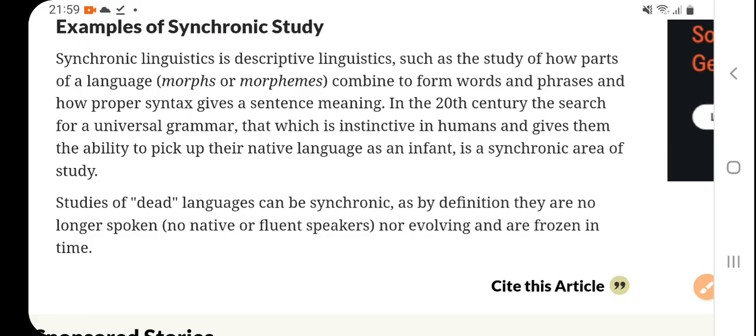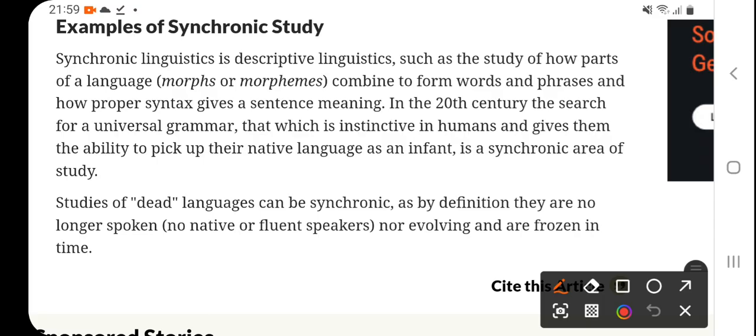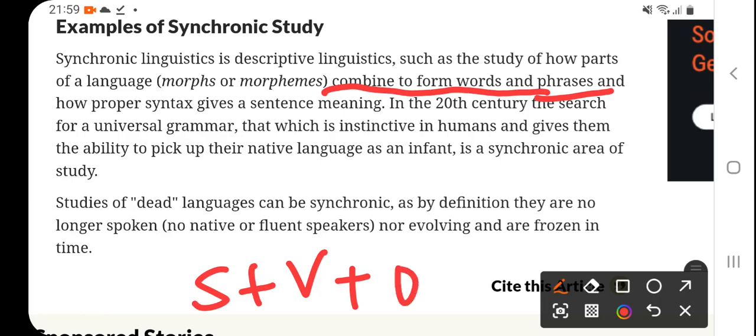Synchronic linguistics is descriptive linguistics, such as the study of how parts of language, morphs or morphemes, combine to form words and phrases, and how proper syntax gives a sentence meaning. How it gives meaning is the study of synchronic linguistics.